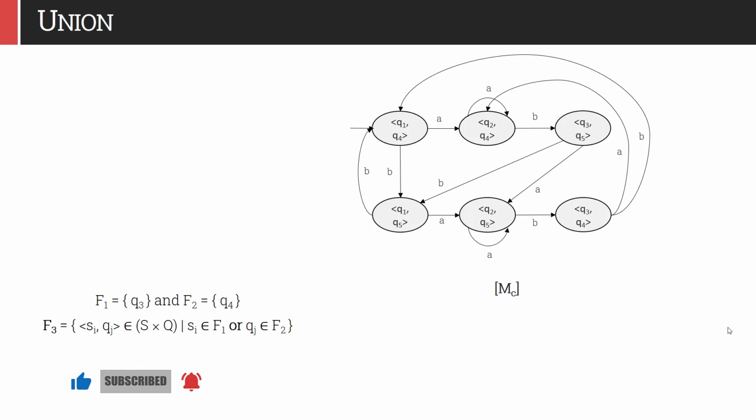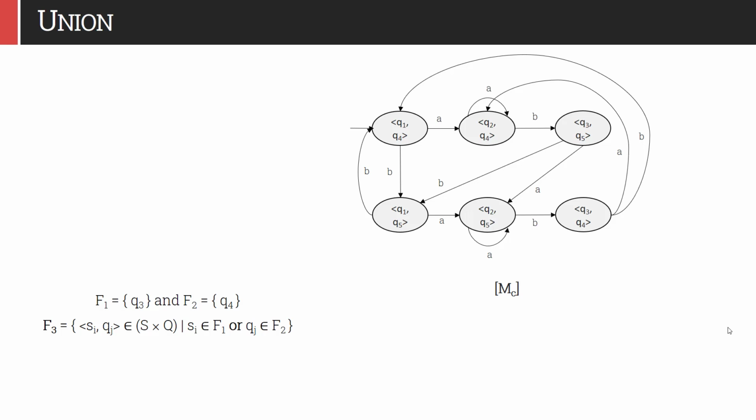So for union we have already discussed. See, in original machine M1, Q3 was the final state, and in machine M2, Q4 was the final state. For generating the equivalent DFA for union, we have to set as final all those states in MC in which either Si is a final state or Qj is a final state. So if we consider Q1 Q4, then it will be marked as a final state because Q4 is the final state. If we consider Q2 Q4, it will be marked as a final state because Q4 is a final state.